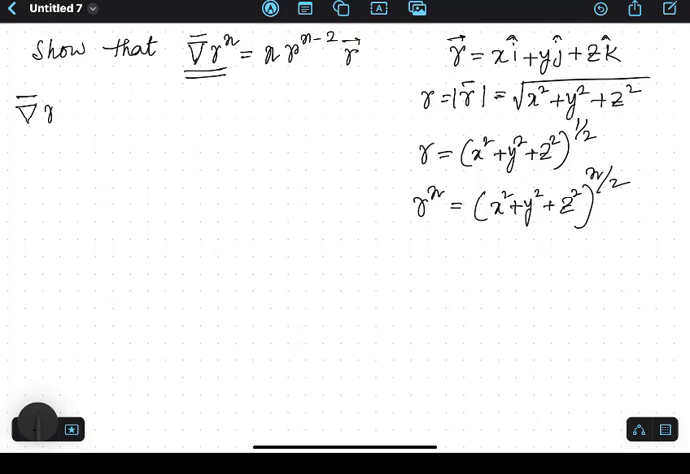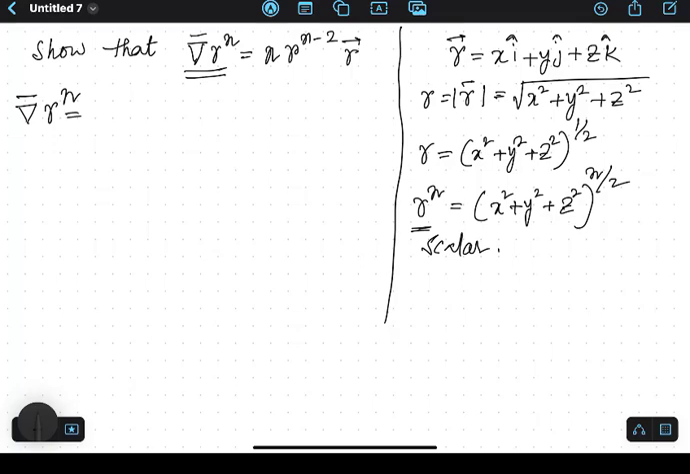Grad r to the power of n. Remember, r to the power of n is a scalar quantity. This is a scalar. You don't have a vector here. And when you do this grad of r to the power of n, the output, which we have to prove basically, gives a vector. Remember, there is a vector sign here, r vector. So how do I write?